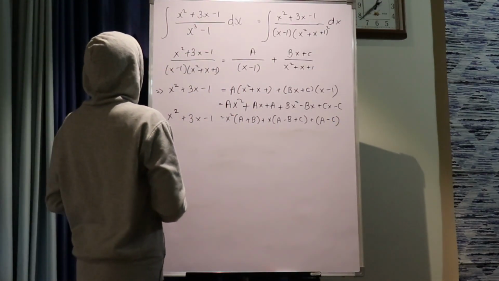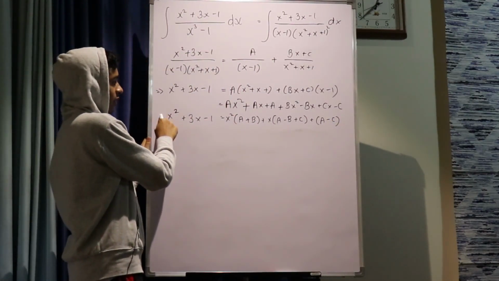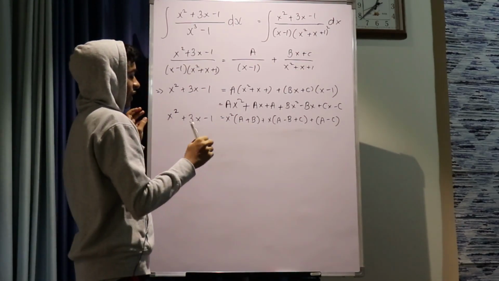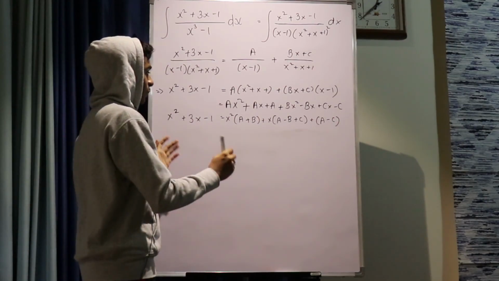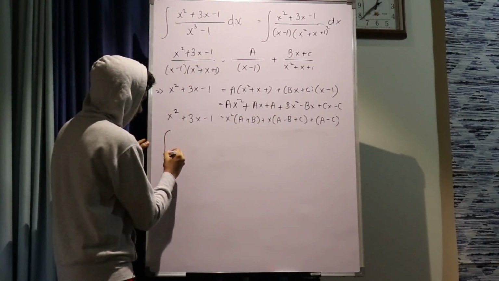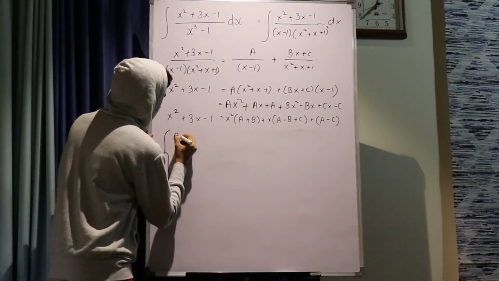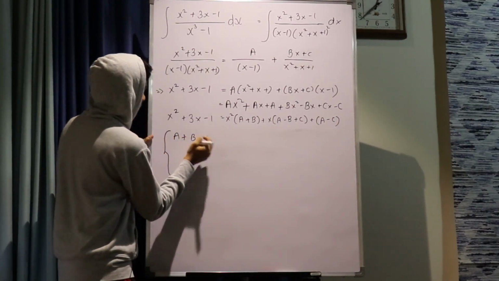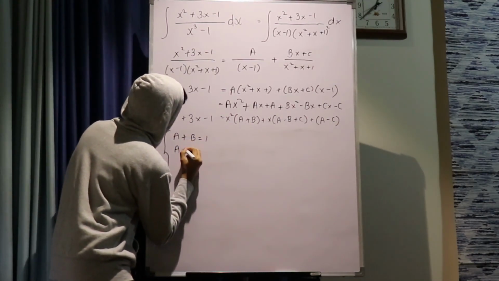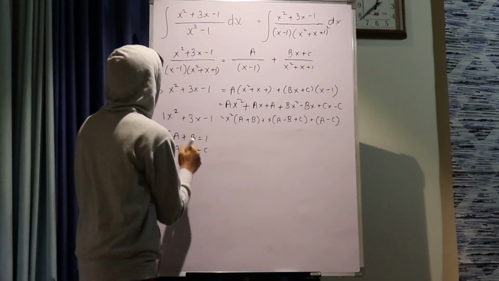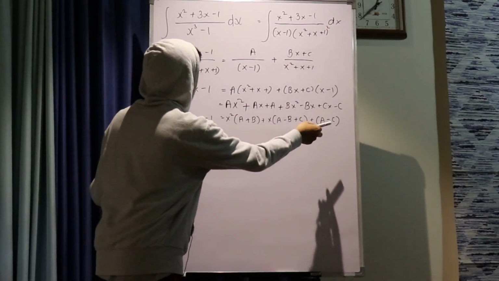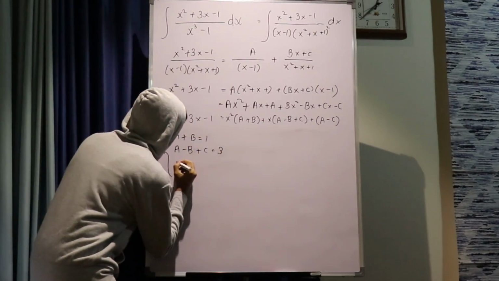Right, so you notice that the coefficient of x squared here is 1, and the coefficient of x squared over here is a plus b. So we can basically equate both of those and form a linear system for all three coefficients. So we end up with a linear system, which is a plus b equals 1, right over here. And then this, a minus b plus c equals 3. And then finally, a minus c equals negative 1.